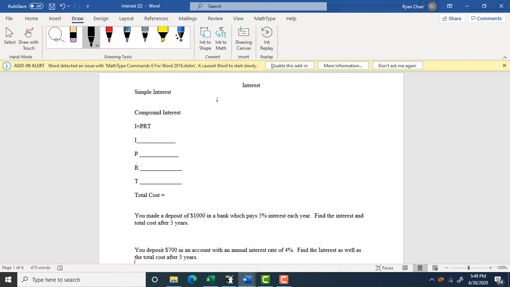And what is exactly interest? Interest is essentially the amount that is added to your original amount, okay? We have two types of interest. We have one called simple interest, and we have also what's called compound interest. So simple interest is I is equal to P times R times T, right? So I represents interest, P is principal, R is rate, and T is equal to time. We'll talk about this in terms of years.